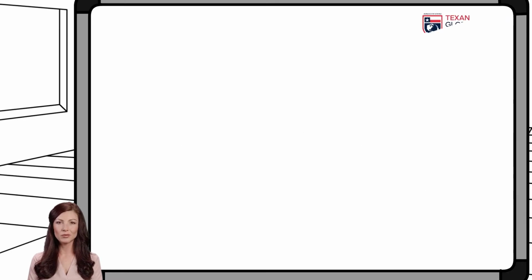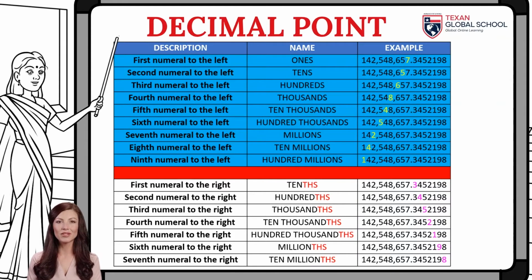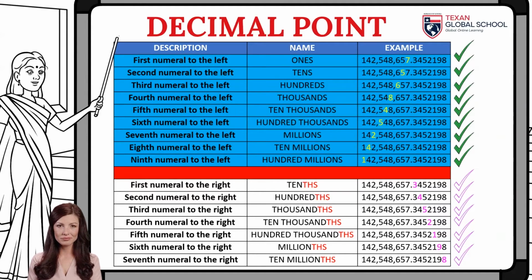Each place value is 1/10 of the value to the left. In the following table, you can see each of the positions of each digit of a number. Starting from the decimal point to the left, we have ones as the first numeral on the left. Then the tens, hundreds, thousands, tens of thousands, etc. From the decimal point to the right, we have tenths as the first numeral on the right. Then hundredths, thousandths, and so on.